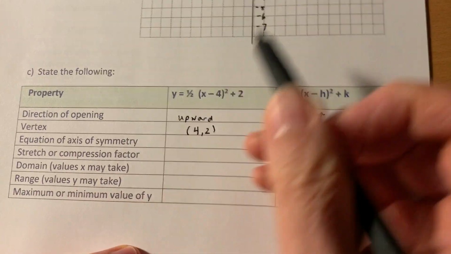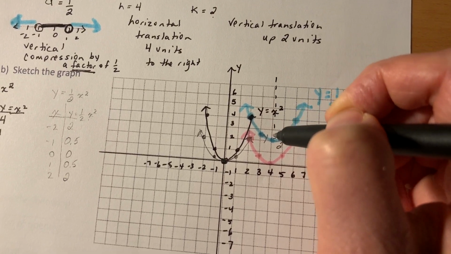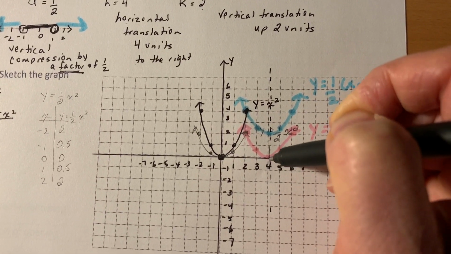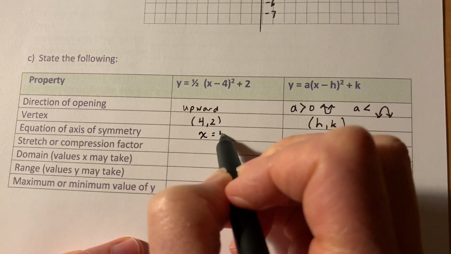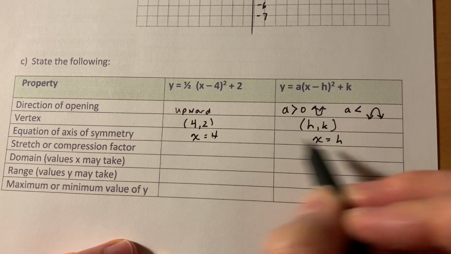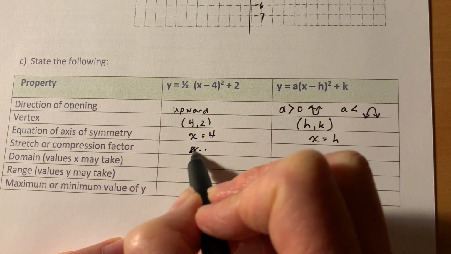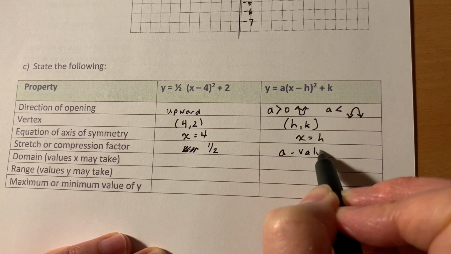The equation of the axis of symmetry, the line of symmetry. Well, what is that? X is 4. So I write that here, X equals 4. Well, where do you see 4? 4 is H. The stretch or the compression value is your A value. Here it's 1/2. It's always the A value.